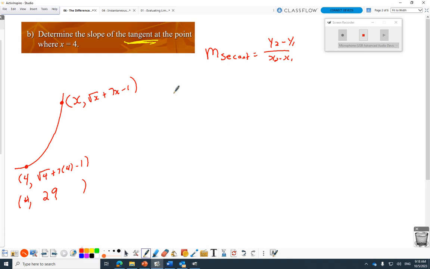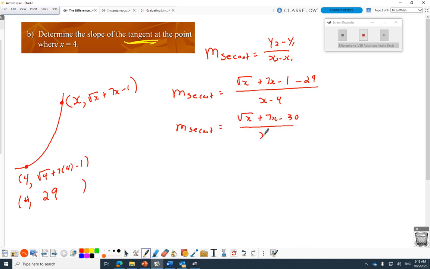Is this starting to ring a bell? Over x minus 4. And I can tidy that up a little bit, maybe a lot. There are times when you can tidy it up a lot. This one doesn't tidy up a whole lot. Root x plus 7x minus 30 over x minus 4. Let's make sure I haven't made any mistakes there. Root x plus 7x minus 1 minus the 29 over x minus 4.